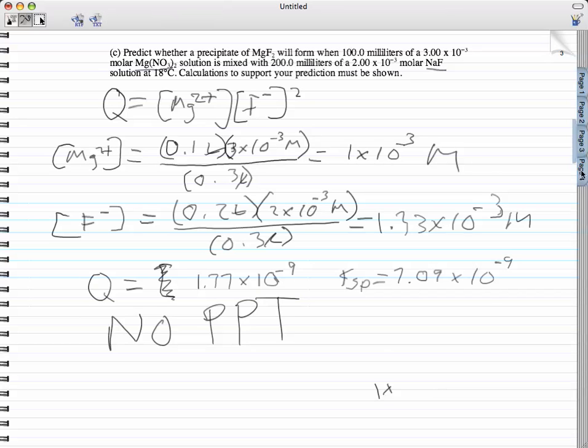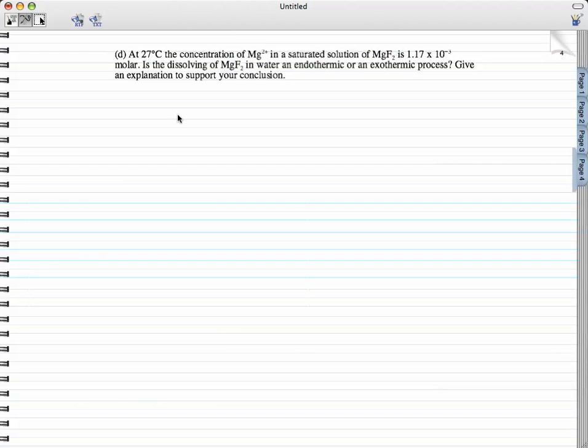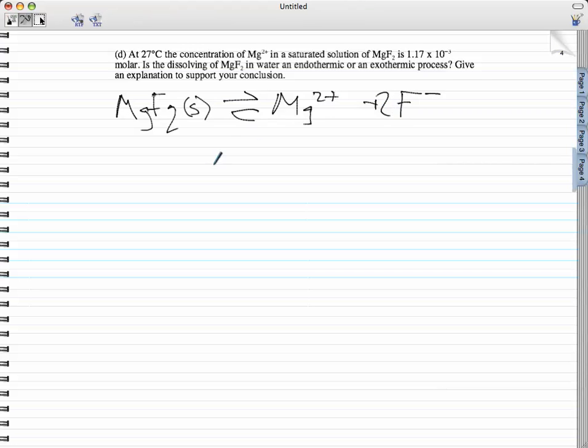Okay, and then for the last part, this last part is more conceptual. Again, we're talking about the same equilibrium, magnesium fluoride, MgF2, solid. We have equilibrium conditions where we have Mg2+ and 2F-. So we still have an equilibrium position here, but we've changed the temperature.